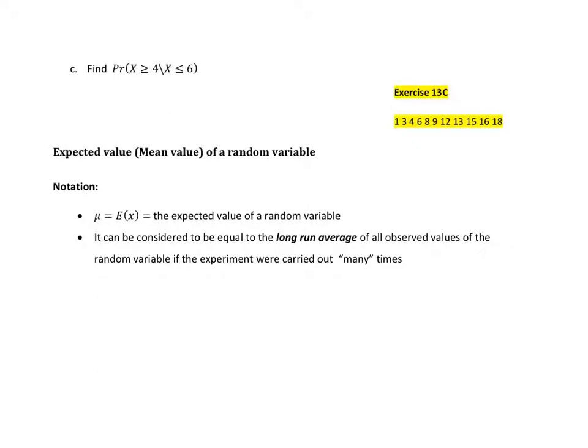Okay, so what we want to have a look at now is what we call the expected value, or the mean value, of a random variable. I guess you could argue the expected value, we use the symbol mu and E of X. Often we use E of X, the expected value of X, and it's almost like our average.